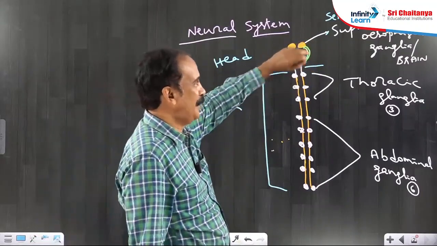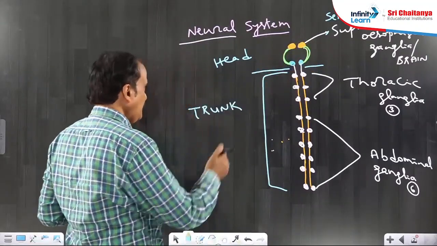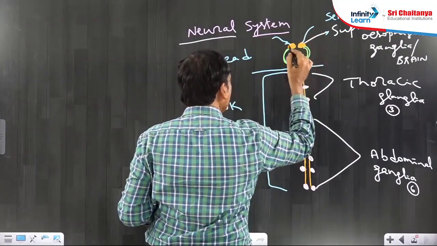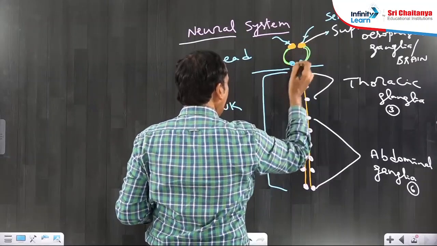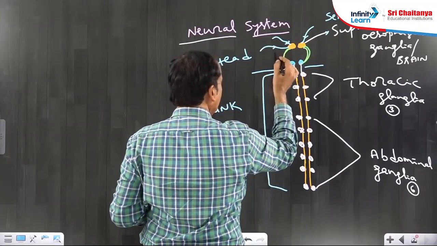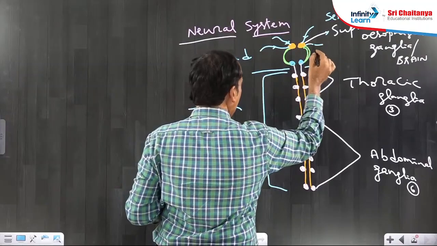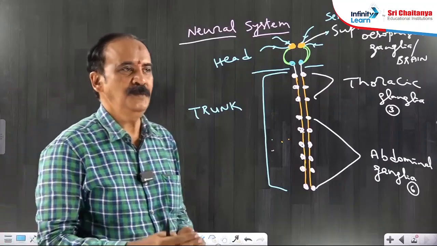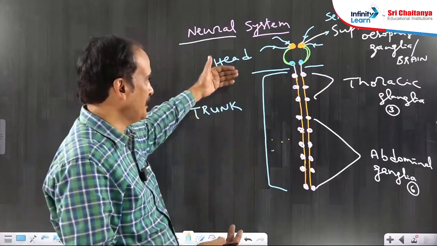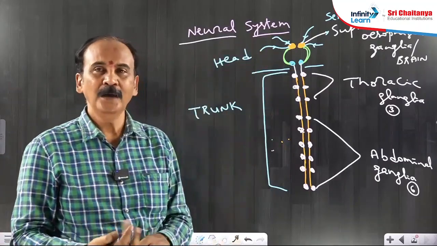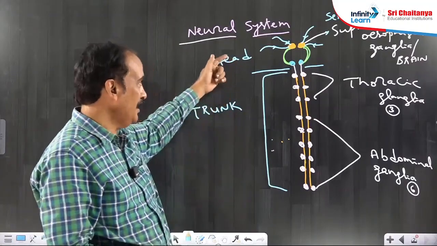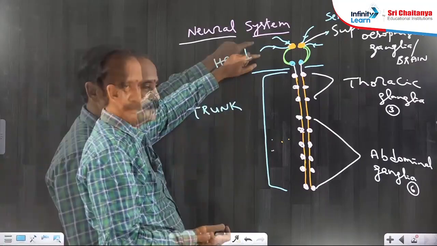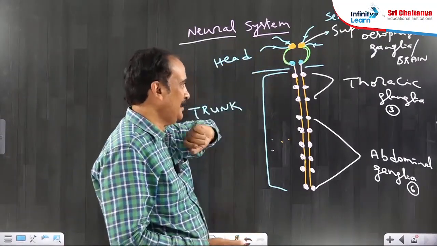So as I said, brain is sensory. It will be receiving nerves from compound eyes. It receives nerves from antenna, and it also receives nerves from the labrum or upper lip. Okay, brain in cockroach is sensory in function. That's why it receives nerves from compound eye called optic nerve. It receives nerves from antenna called antennary nerves, and it also receives labral nerves. Okay, that's how it will be acting as sensory.